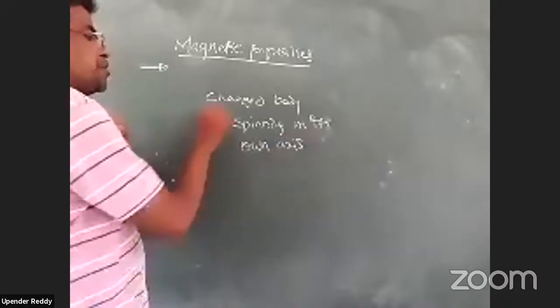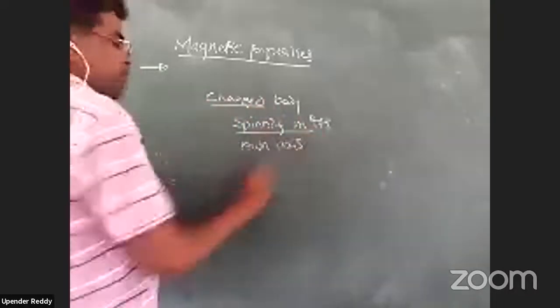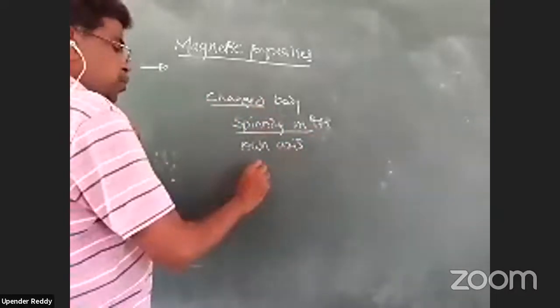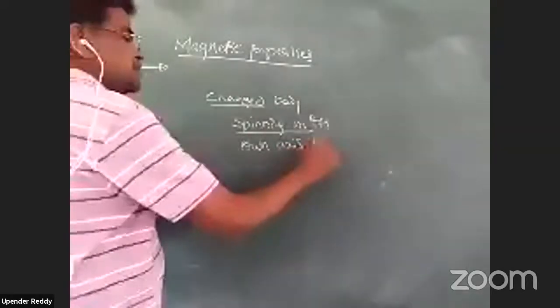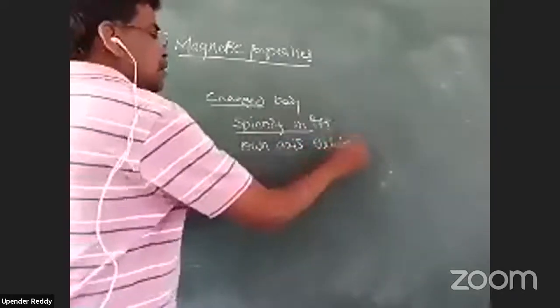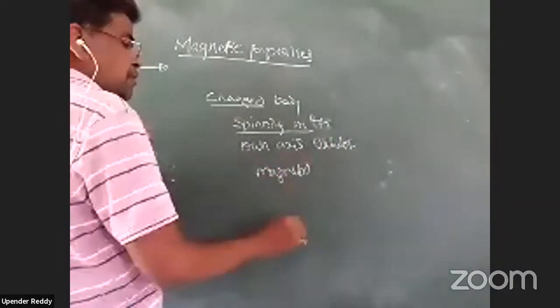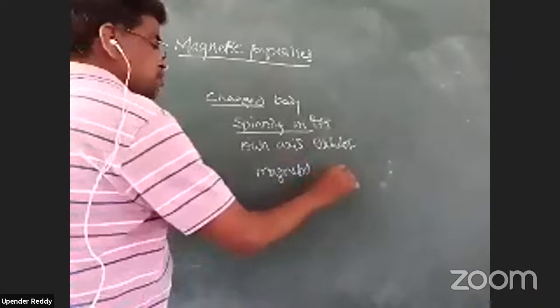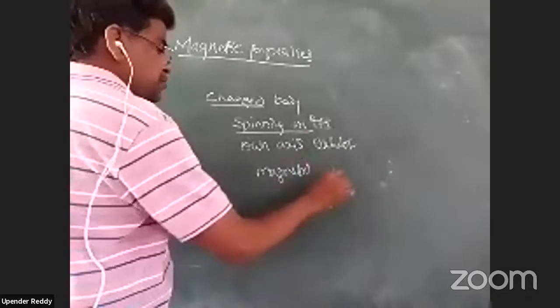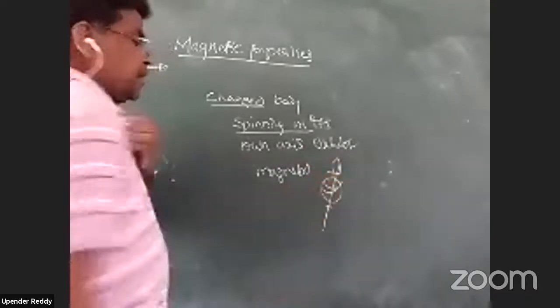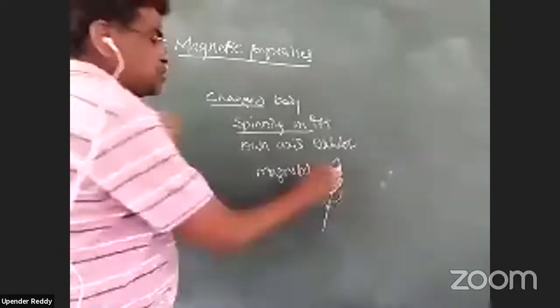A charged body spinning on its own axis exhibits magnetism. That is, it has south and north poles.